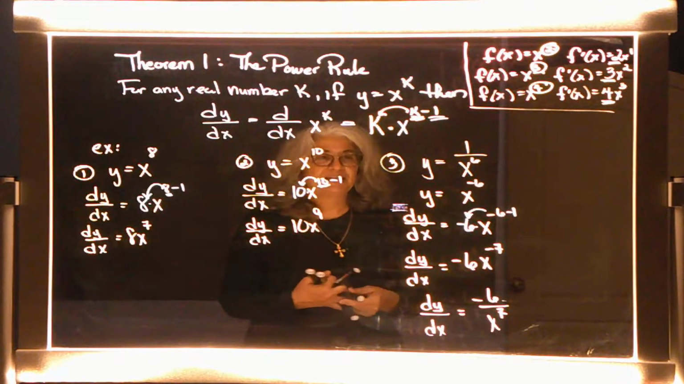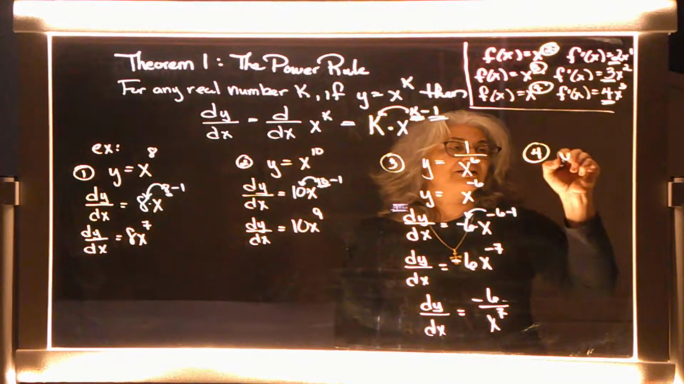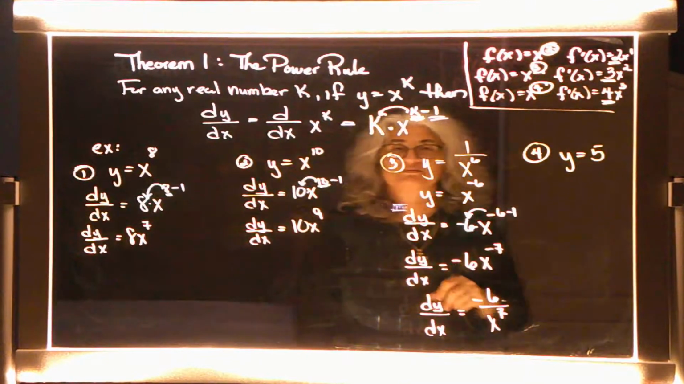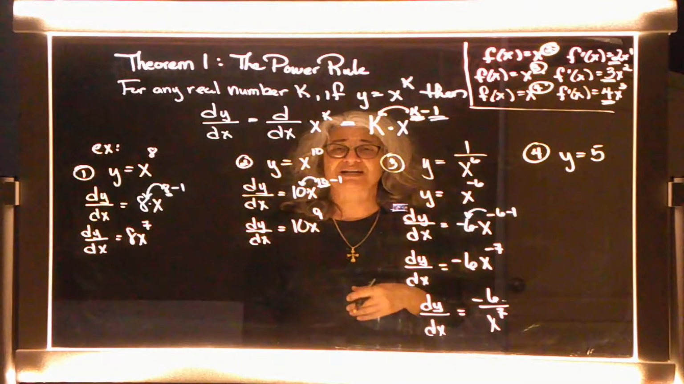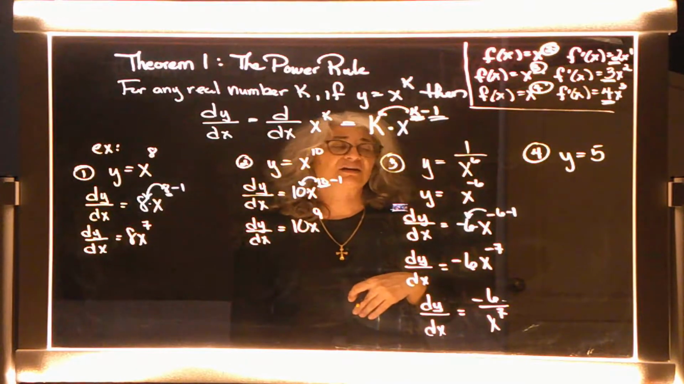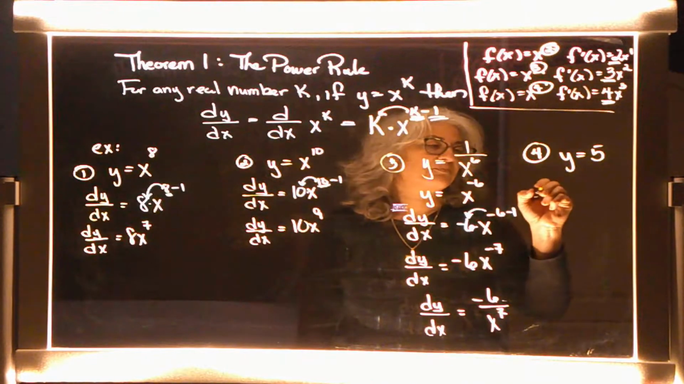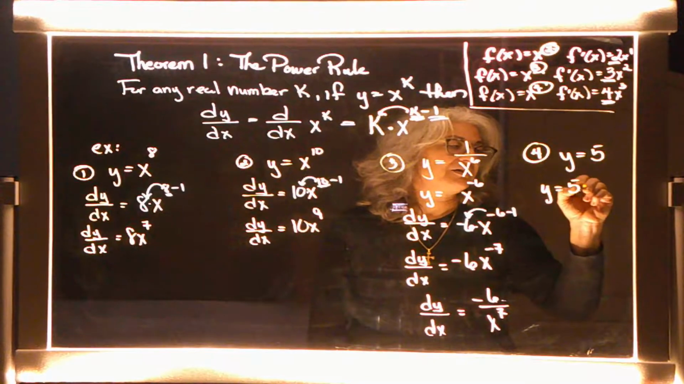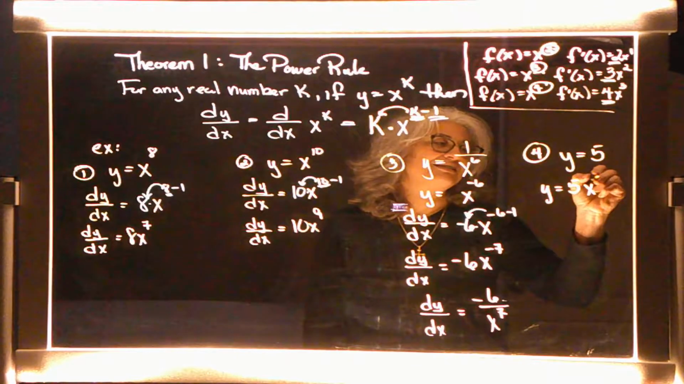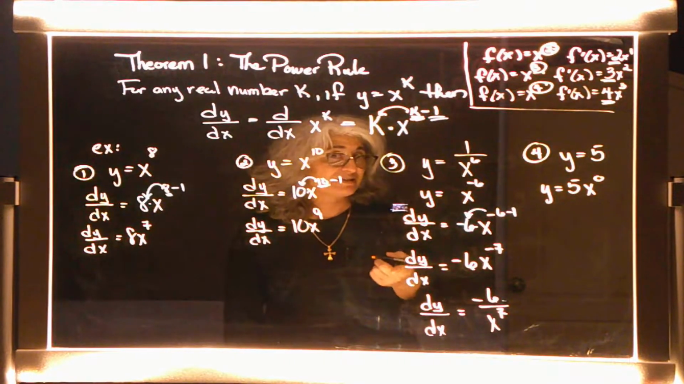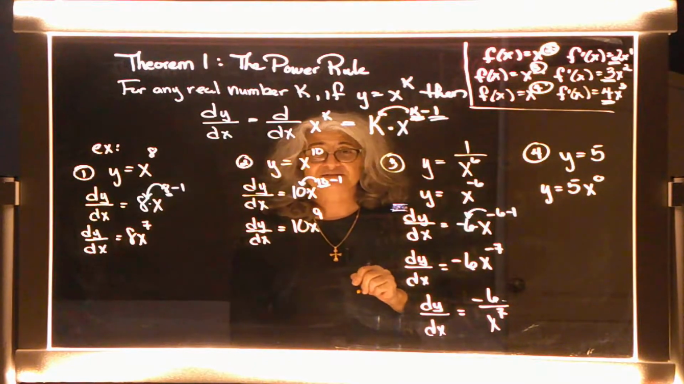What happens if they give me, my equation is just 5. It could be 10, it could be negative 3. What happens if they give me that and they say, find the derivative? You're like, where's the x? That's a good question. Where is the x? 5 times x to the power of what? Yeah, 0. Because x to the 0 power is just 1, isn't it? So isn't this the same thing as just 5?